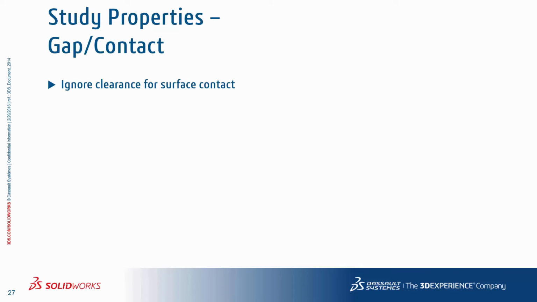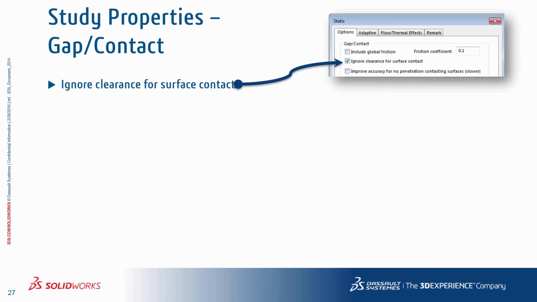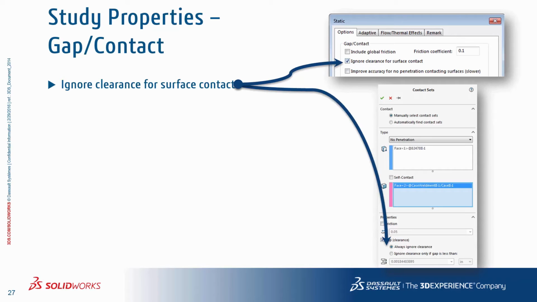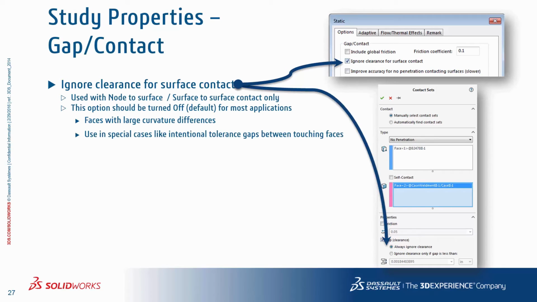The second option is called ignore clearance for surface contact. This is available both at the global level in the study properties as well as in the local contact definition. Oftentimes you might have geometric entities with an intentional clearance, and so checking this box will ensure that those geometric entities do not come any closer than the clearance, but they can actually move away from each other during the deformation process. Now this option is used with node to surface or surface to surface contact only, and typically it should be turned off for most applications, especially where you have faces with large curvature differences.